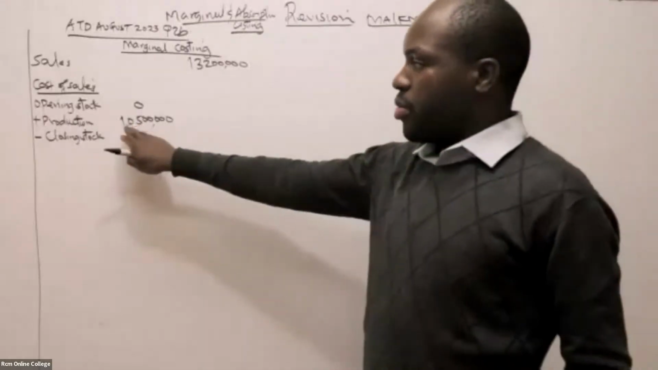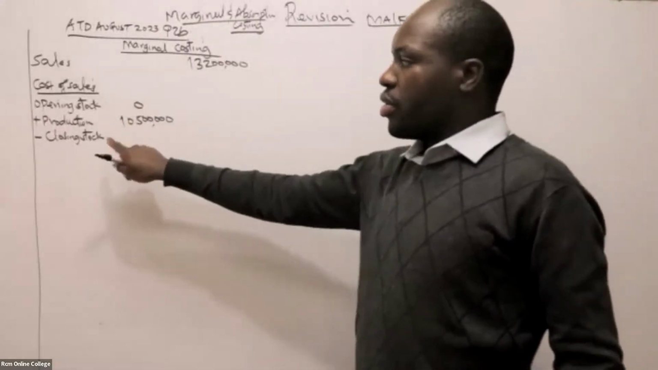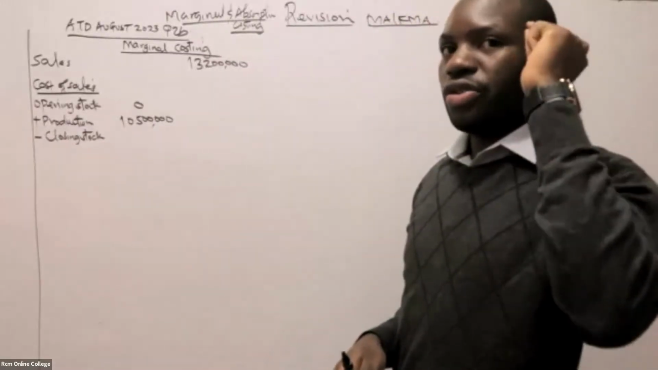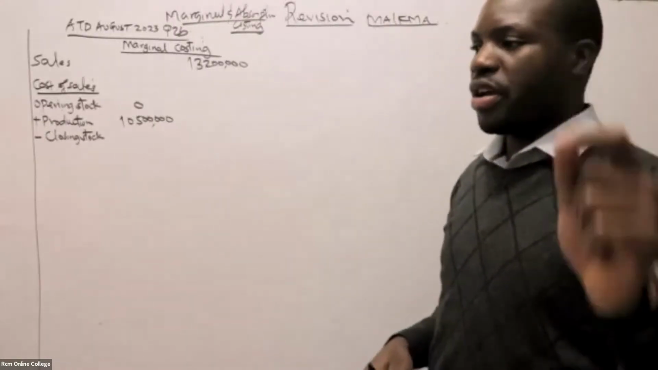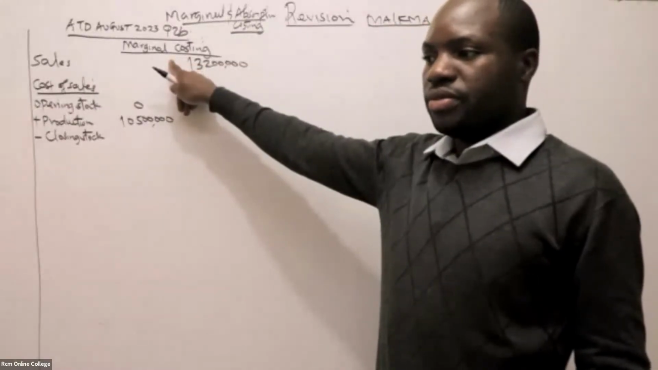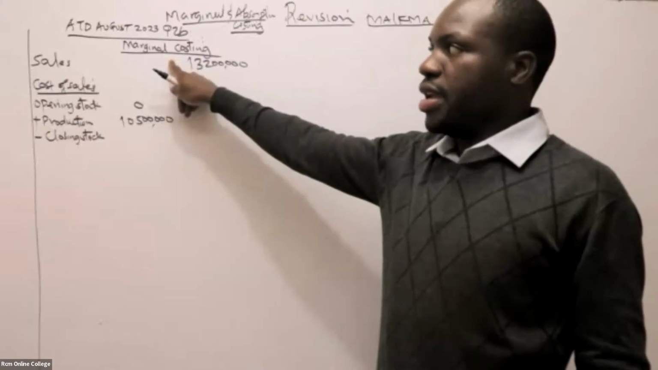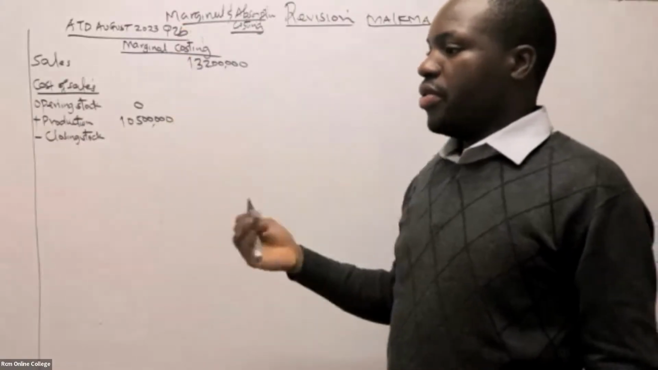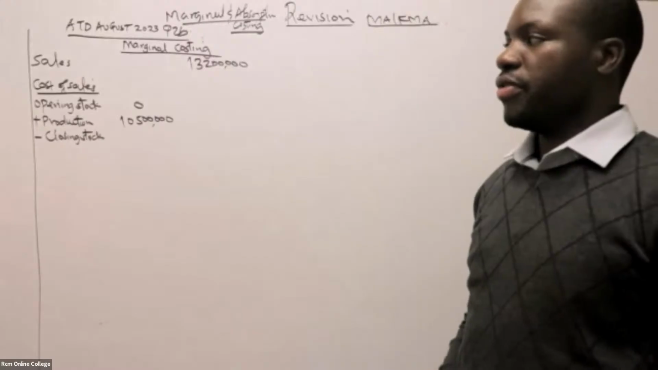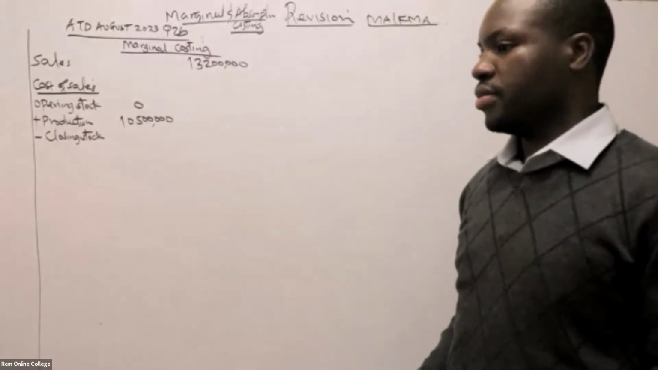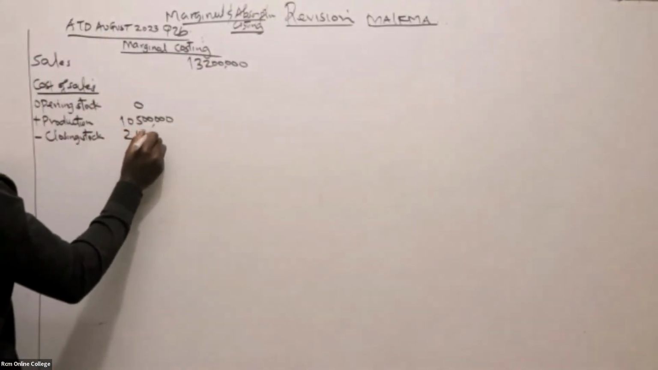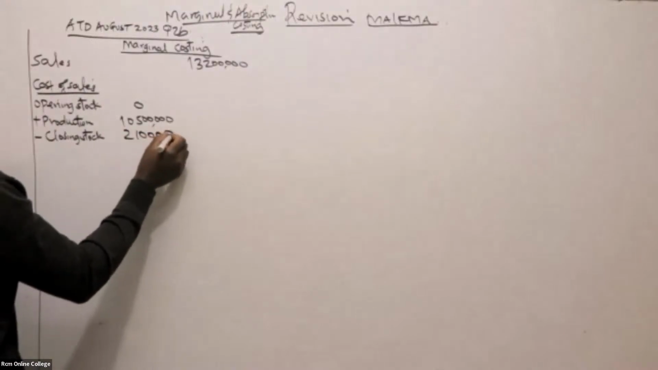So here, the production is 10,500. Now, this closing stock we have 6,000, and they have to be valued at the production cost per unit. What was our production cost per unit under marginal costing? It was 350. So when you take 350 times the quantity of closing stock, that is 2,100,000. And remember, you're supposed to deduct 2,100,000.